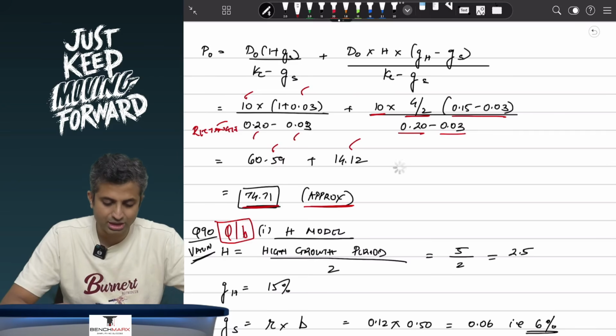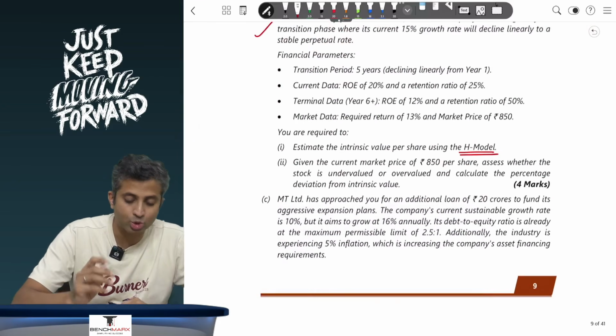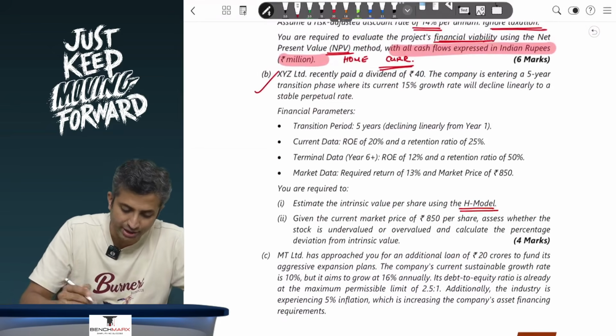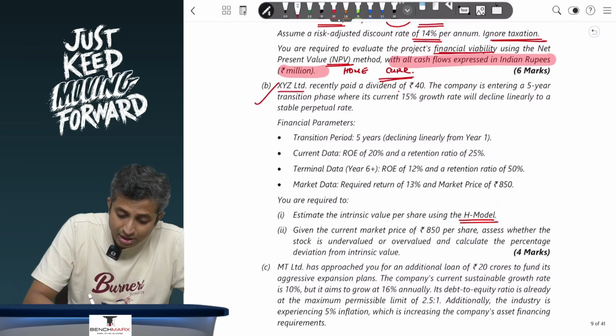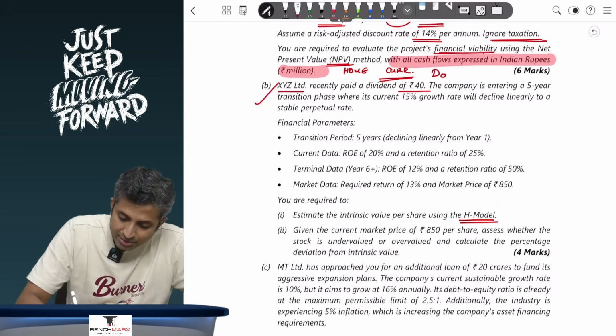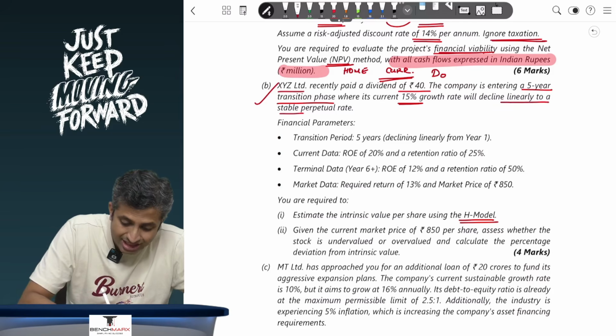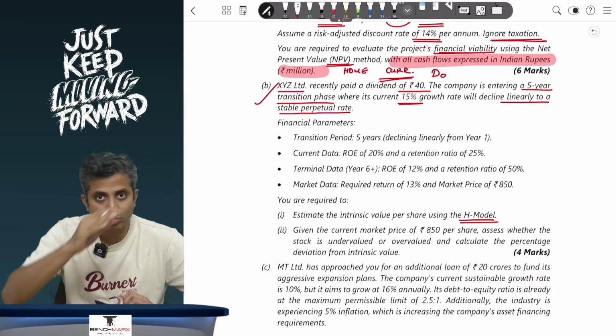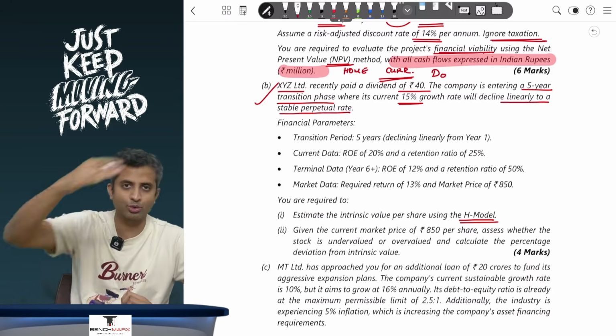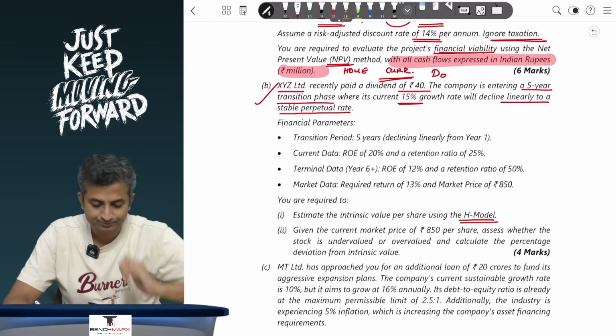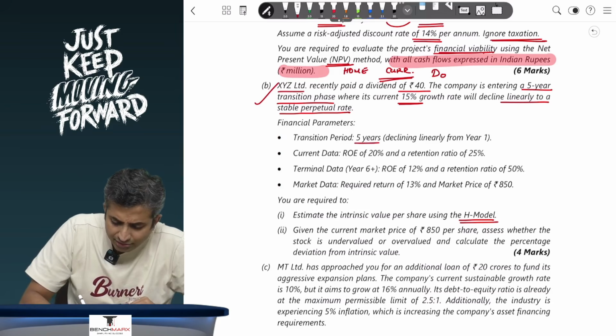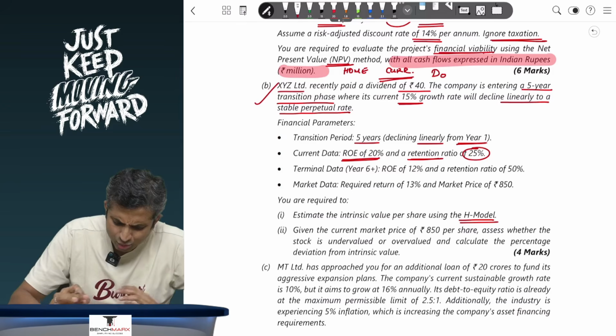Now, the question over here tells you in point B specifically to solve as per the H model only, and hence you will have to solve it accordingly only. Now, XYZ recently paid a dividend of 40, so this will be D0. The company is entering into a 5-year transition phase where the current growth of 15% will linearly decline to a stable growth rate. They don't tell you what, but they clearly tell you that it will linearly decline. So that hypotenuse, if you call it for a triangle, will be clearly formed. The transition period of 5 years, there's a decline linearly from year 1. The current data, there will be an ROE of 20% and a retention rate of 25%. So they've given you this.